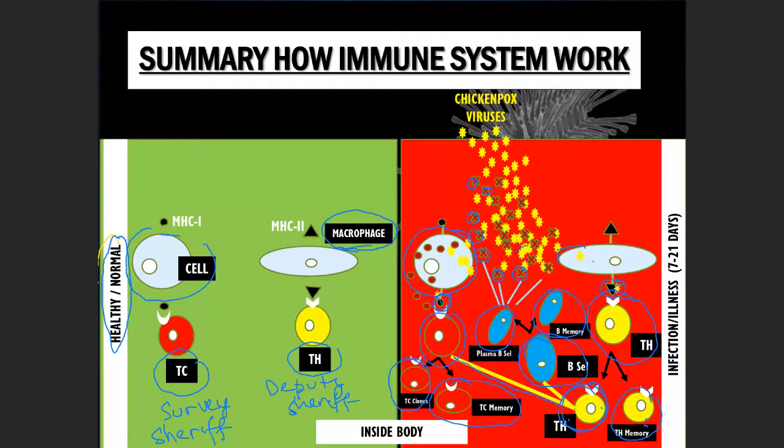These antibodies then will destroy the chickenpox viruses that are outside the cell. The ones that enter into the cell will be destroyed by the TC by producing toxin and enzyme. It will destroy the infected cell, and then the virus will be available for the antibodies to be destroyed. Boom. This process happens in about 7 to 10 days. This is the time when people with chickenpox infection will have the disease, about 7 to 10 days.